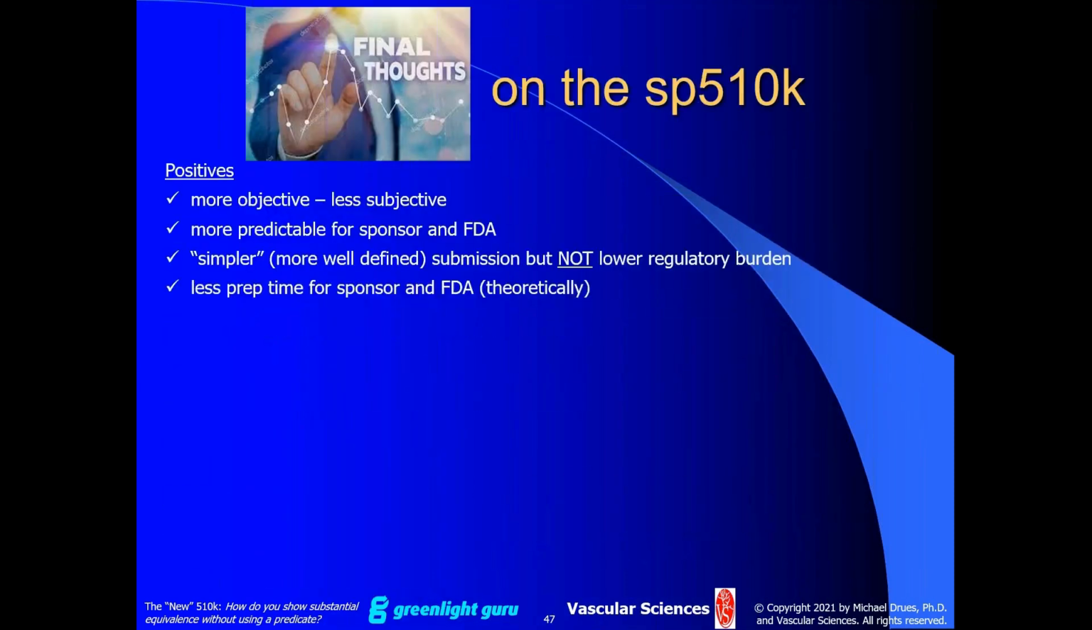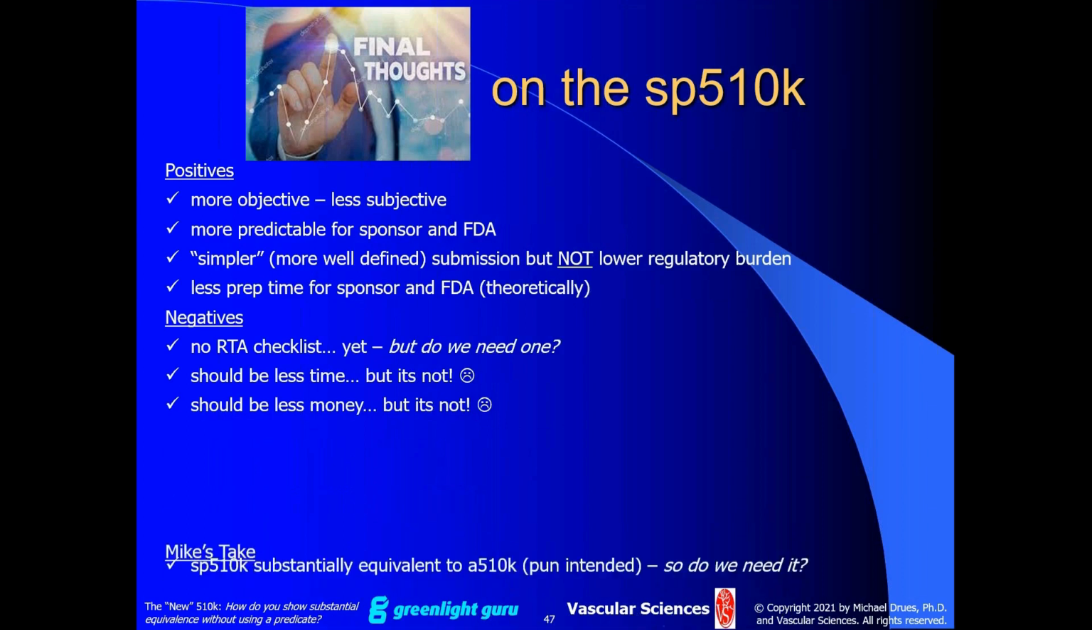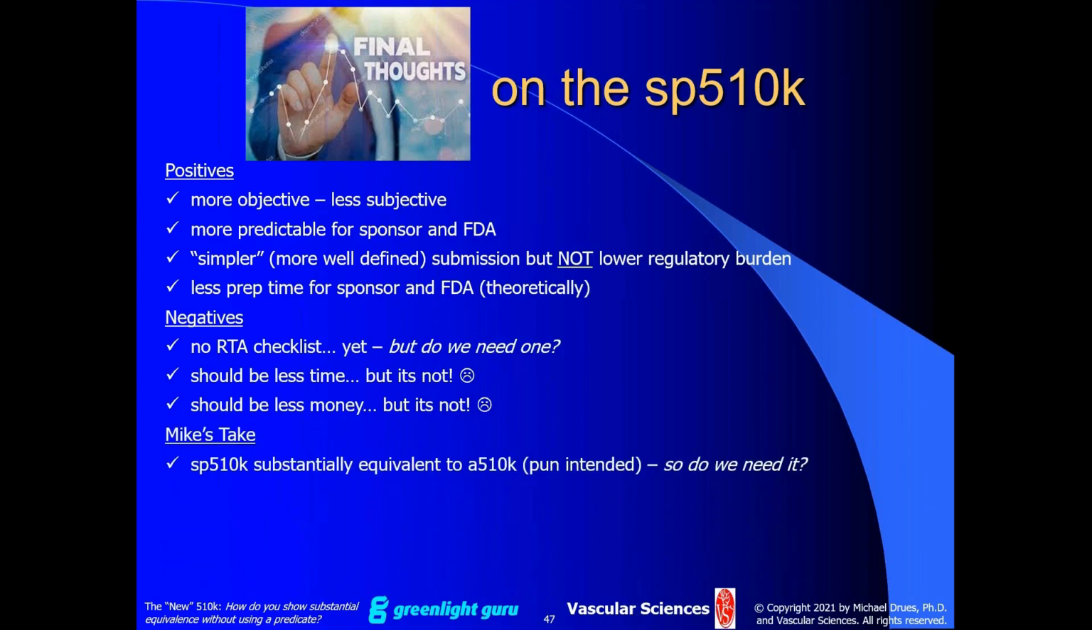So to wrap this up, we've talked about the positives and the negatives of the safety and performance-based 510K. My final takeaway is that the safety and performance-based 510K, in my opinion, is substantially equivalent to the abbreviated 510K. Again, pun intended. So do we really need it? In my opinion, no, because there's nothing that we can accomplish in the SP 510K that we could not, if we wanted to, accomplish in the abbreviated 510K.